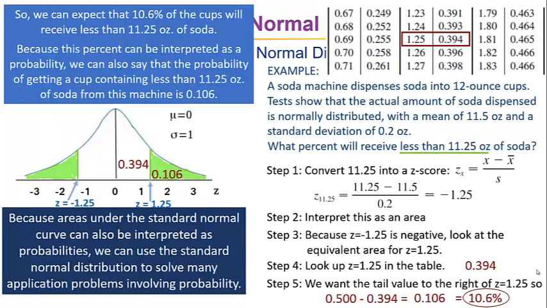Also, because this percent can be interpreted as a probability, you could also say it this way: the probability of getting a cup containing less than 11.25 ounces of soda from this machine is about 0.106.